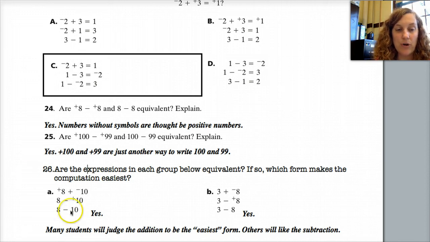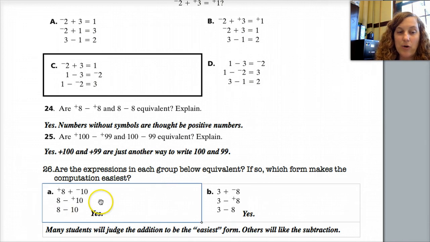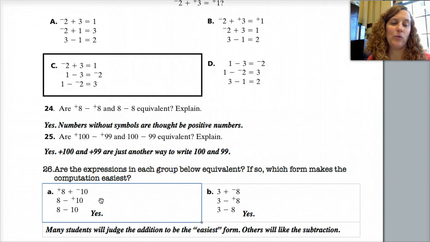They actually both are equivalent. Positive 8 plus a negative 10 is the same as 8 minus a positive 10, which is the same as 8 minus 10. 3 plus a negative 8 is the same thing as 3 minus a positive 8, which is the same as 3 minus 8. It's up to you which one's easier. I think it's sometimes a bit easier to see it without all the extra pluses, but it also sometimes makes it clearer to see it with a positive. So whatever answer you put for this is fine as long as you are justifying what your answer is.